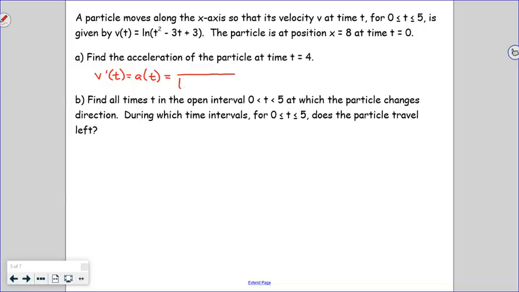It's 1 over the insides, and our insides are t² − 3t + 3, times the derivative of our inside, which would be 2t − 3. If I multiply straight across the top and straight across the bottom, I get (2t − 3)/(t² − 3t + 3), specifically evaluated at time t = 4. So again, using correct mathematical notation to indicate that, I can use that bar, or I could go a(t) and show plugging that in.